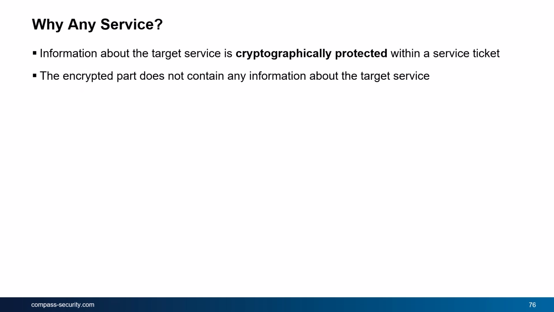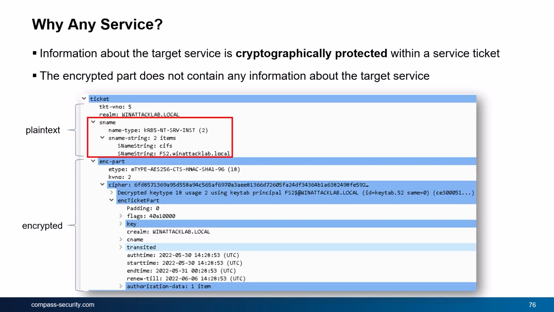Here's a quick example of this. While we still have the decryption mechanism enabled in Wireshark, you can see that the information about the actual target service is part of the unencrypted ticket. And in the encrypted part, we simply have additional information such as the session key, the ticket flags, and so forth. And that essentially means that as a user, we are able to manipulate this aspect of the ticket and change the information in here without affecting any of the other cryptographically protected information in the ticket.